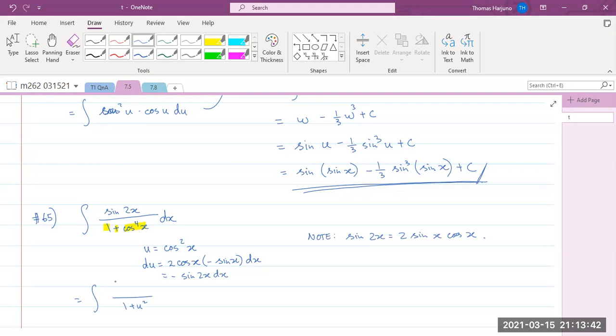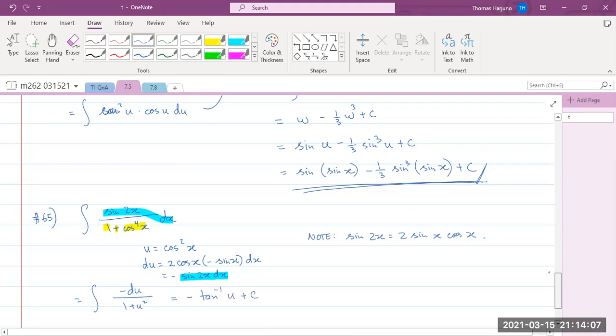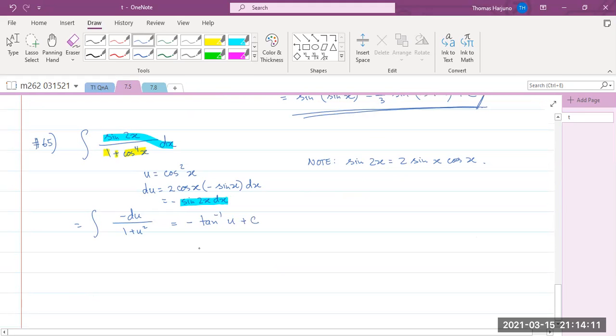But this then becomes, you see, basically our negative du. That's negative du. So now we get negative tangent inverse of u plus constant. That's negative tangent inverse of cosine squared x plus constant. But I don't think we can simplify that any further. That's the furthest we can go. It's already in terms of x anyway.